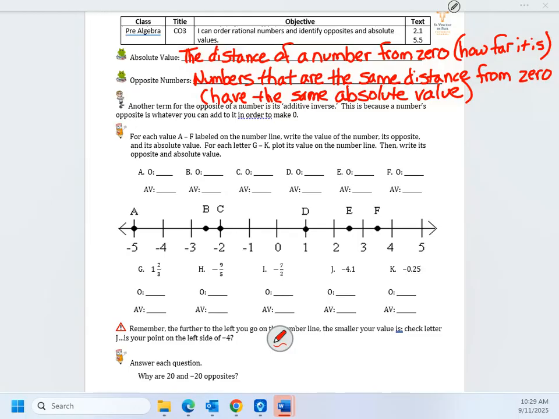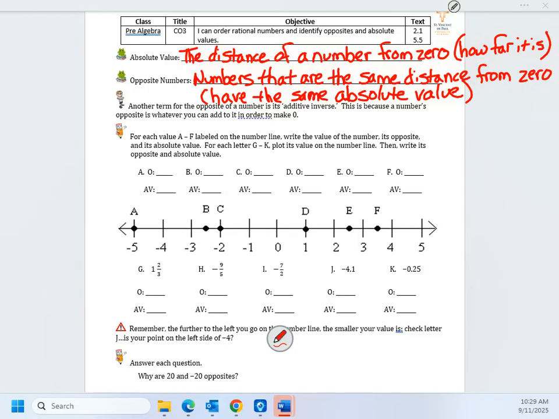So another term for the opposite of a number is its additive inverse. Oof, big kid vocabulary math words. Additive inverse means the exact same thing, because inverse means the opposite. Okay? This is because a number's opposite is whatever you can add to it in order to make 0. So an 8, you add a -8, you get to 0. -8, you add a +8, you get to 0.